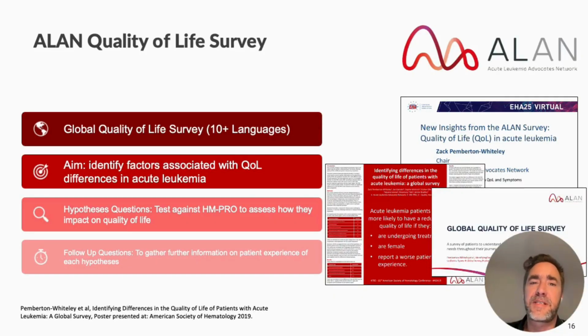I'd like to highlight, for example, the Acute Leukemia Advocates Network. Acute leukemias are very severe conditions. Usually there's probably about 48 hours between diagnosis and hospitalization. It's very, very quickly a very life-threatening disease. You need to start therapy immediately. There's not much time for, let's say, thinking about options and shared decision-making. You need to get going.